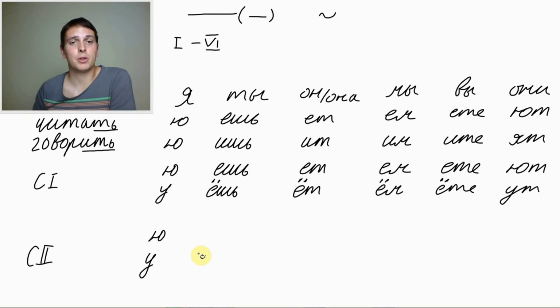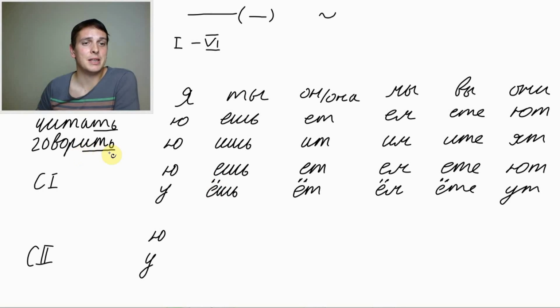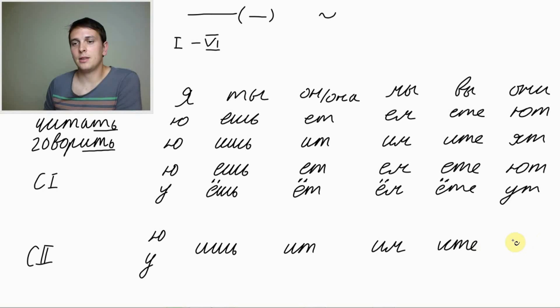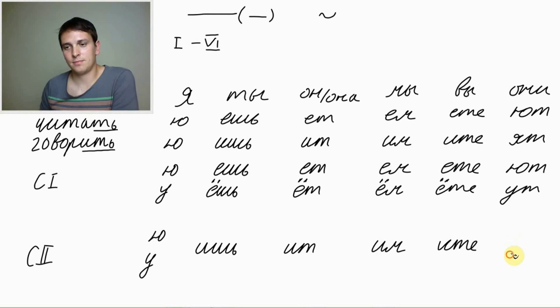For conjugation type number 2, we will put instead of ё, и. Actually, we already got it in говорить. Говорить follows the conjugation type number 2 rules. So we got ищ, eat, им, ите, and at, and yat.